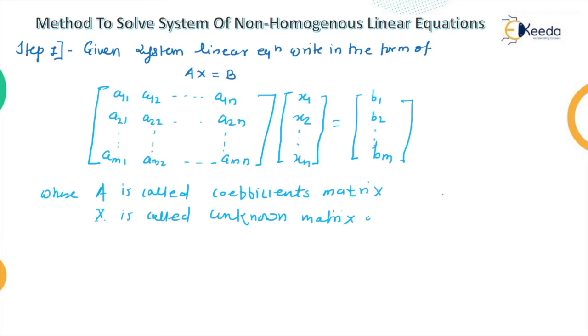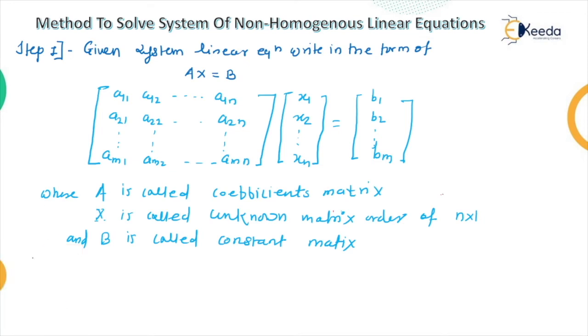The order of the unknown matrix is always n rows and 1 column, that is, n into 1. And matrix capital B is called the constant matrix. In this way, you have to first write the given system of linear equations in the form AX = B. That is step number 1.